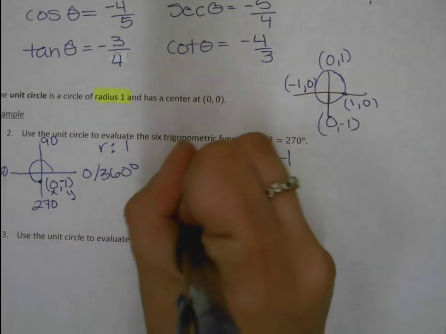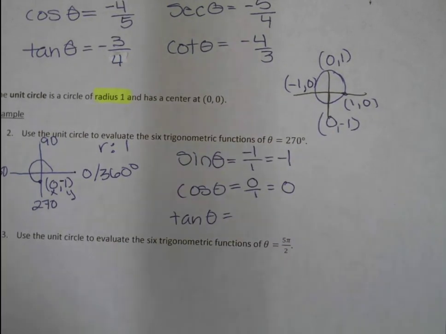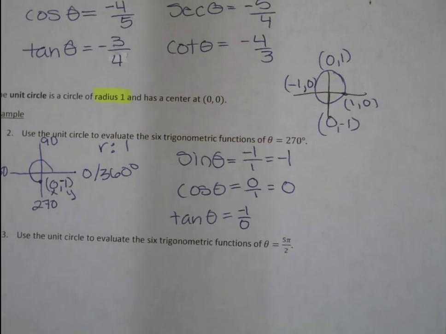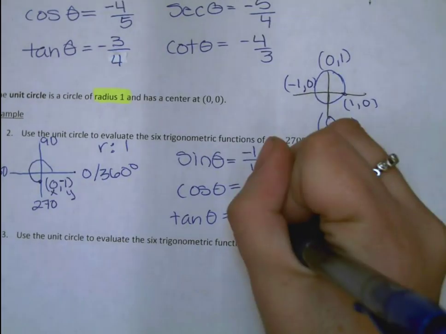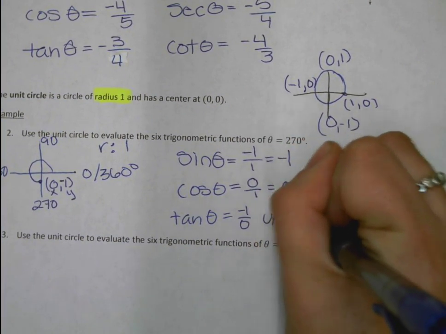And then my tangent is my y over x. -1 over 0. What's wrong with this fraction? Can't have a 0 on the bottom, so my tangent is actually undefined.